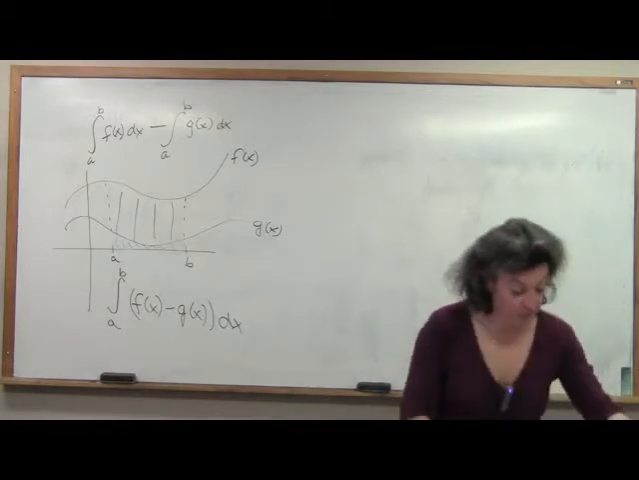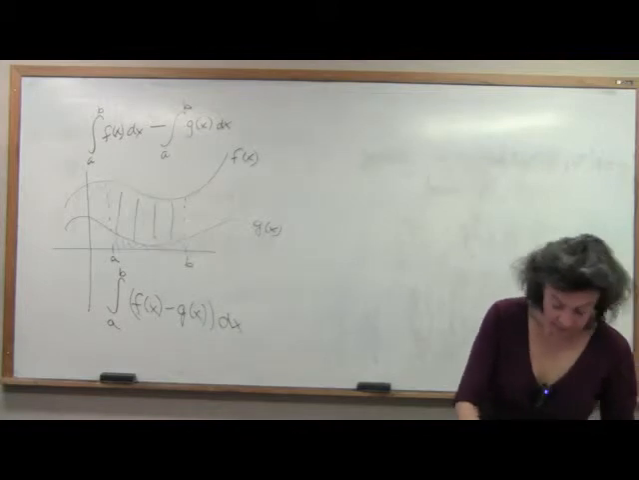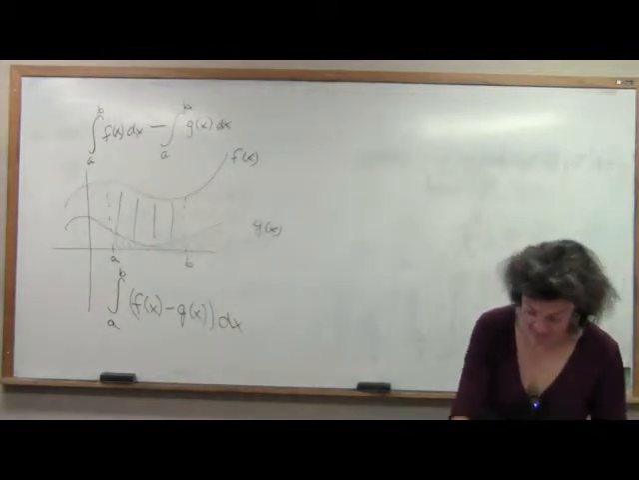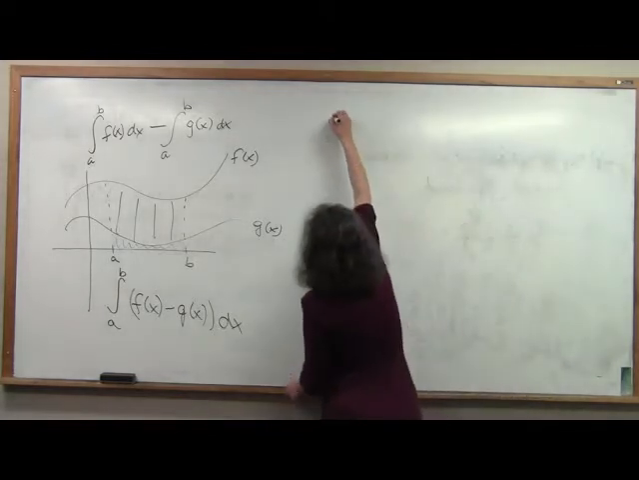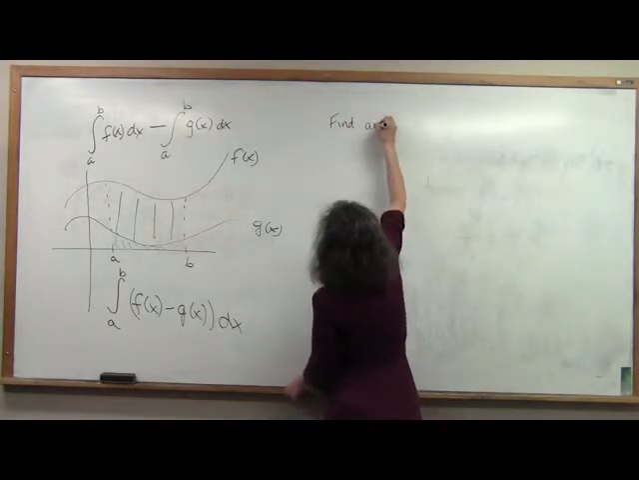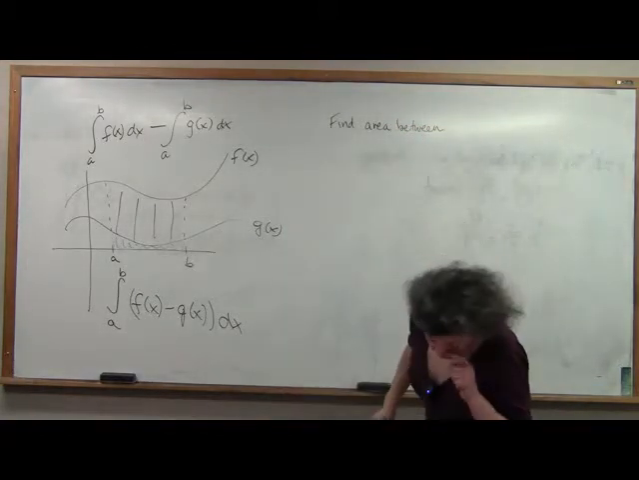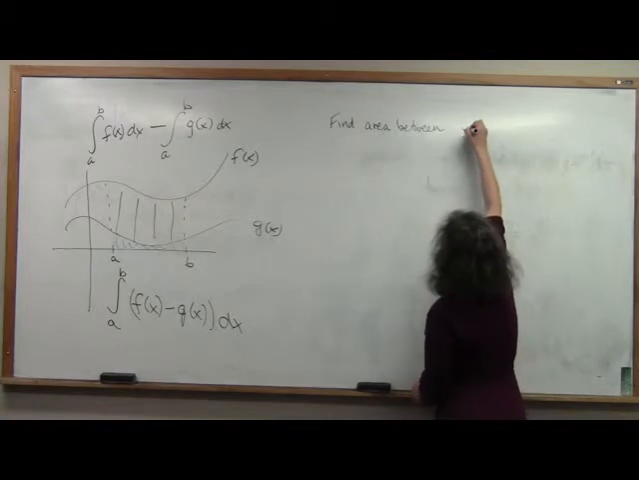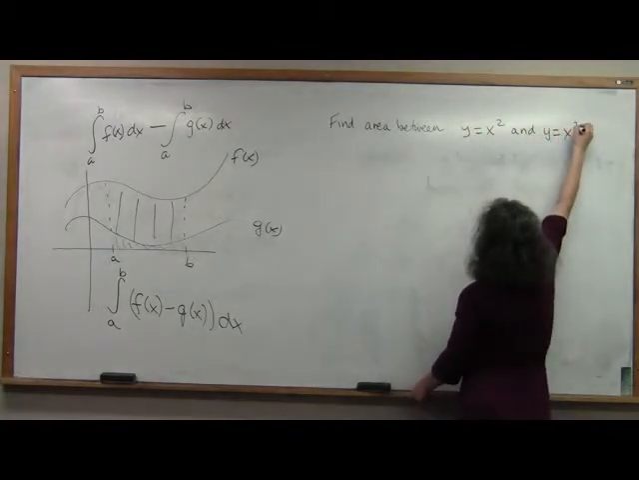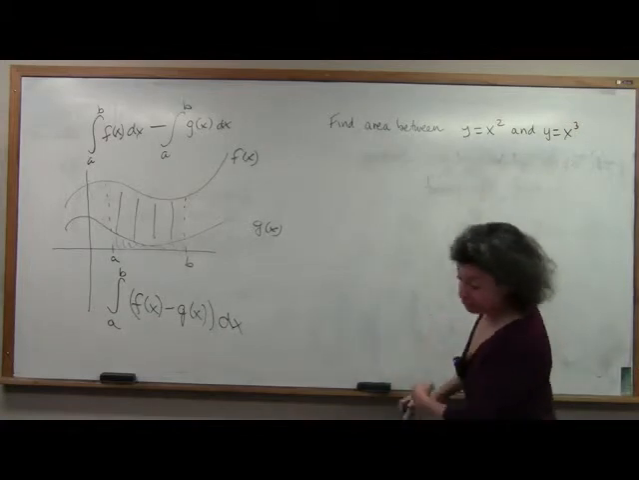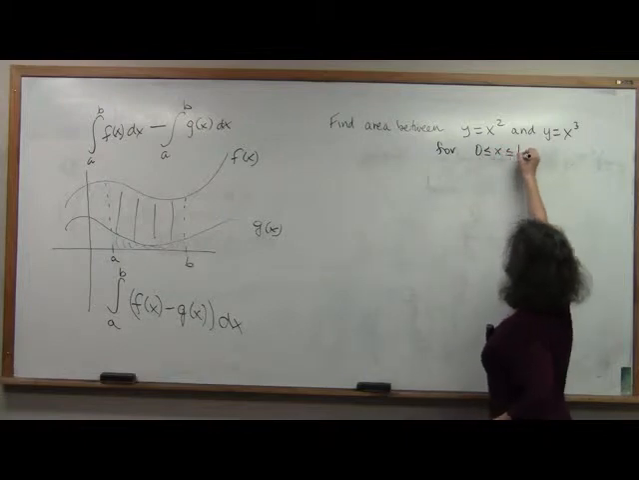So a couple examples just to get us comfortable with everything. Let's look at this. What if I want us to find the area between, how about y equals x squared and y equals x cubed for x between 0 and 1.